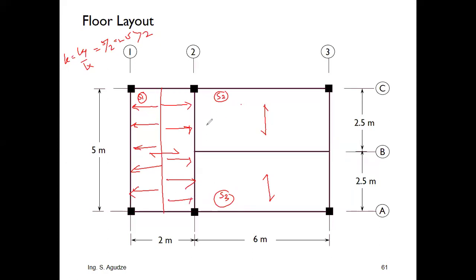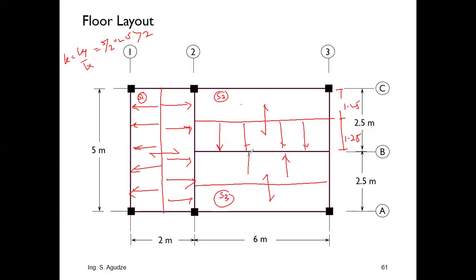Let's deal with here too. Let's say this one is also one way. What do you think? The shorter side divided by 2. From here to here is 1.25, and from here to here, 1.25. So this load will come on this beam, and similarly this one will come on this beam.